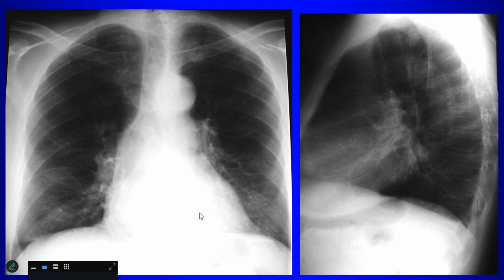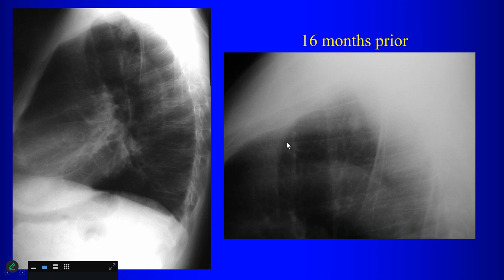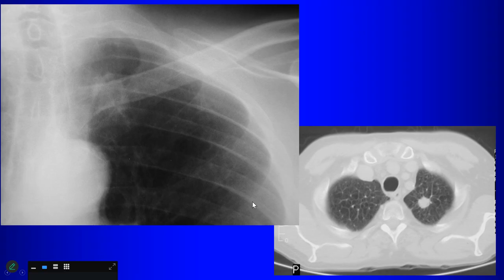Anything here? Yes, right there. Something up there, and you see it on the lateral, by the way, right behind the trachea, right up there. There it is. Right? There's something up there. 16 months prior, look at that tracheal region, maybe, but it looks smaller if it's there. Right? And that, of course, was a cancer.